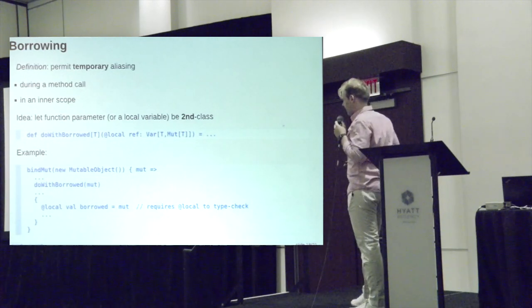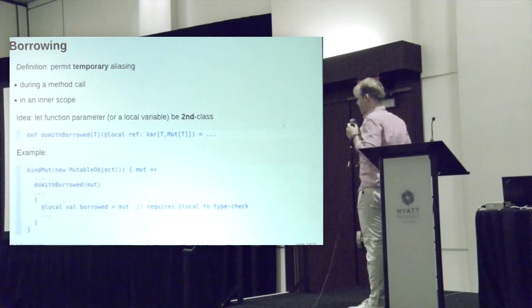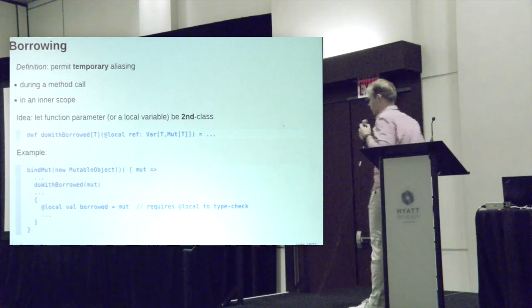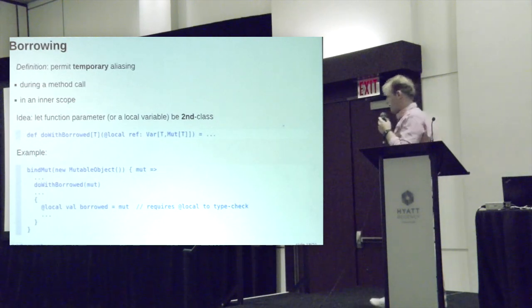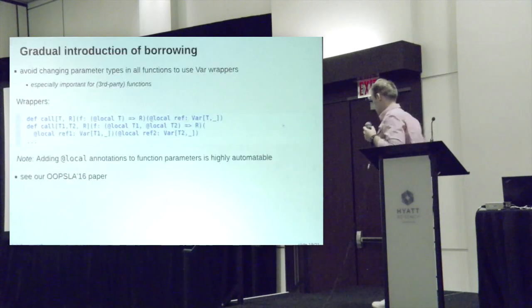If you want to temporarily alias, then you should mark it as second class. We could again prevent this through a macro, but it's not a problem.